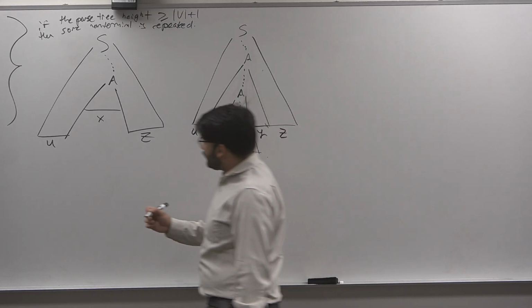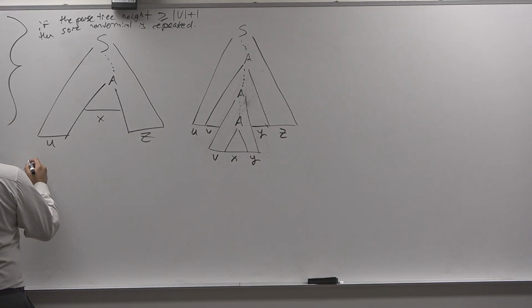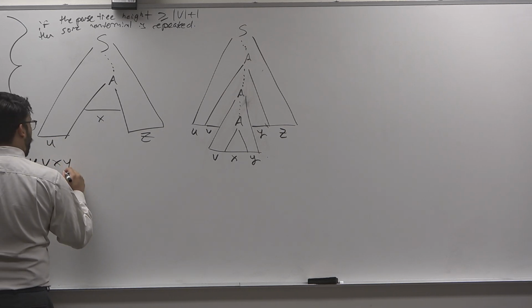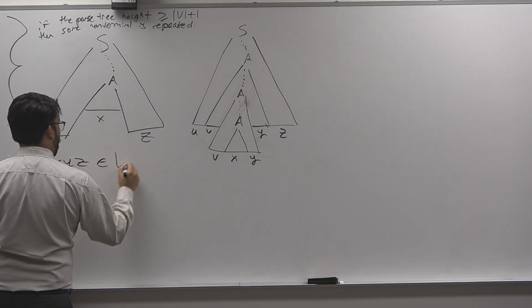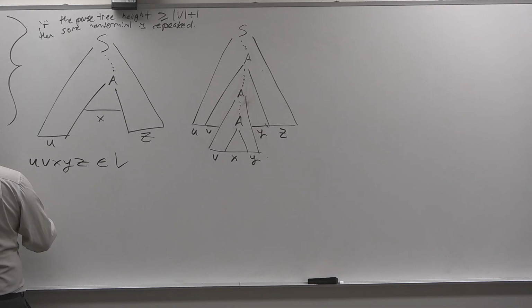So what's basically our version of the pumping lemma? If UVXYZ is an element of L, and L is a context-free language, then for all i, what must be an element of L?